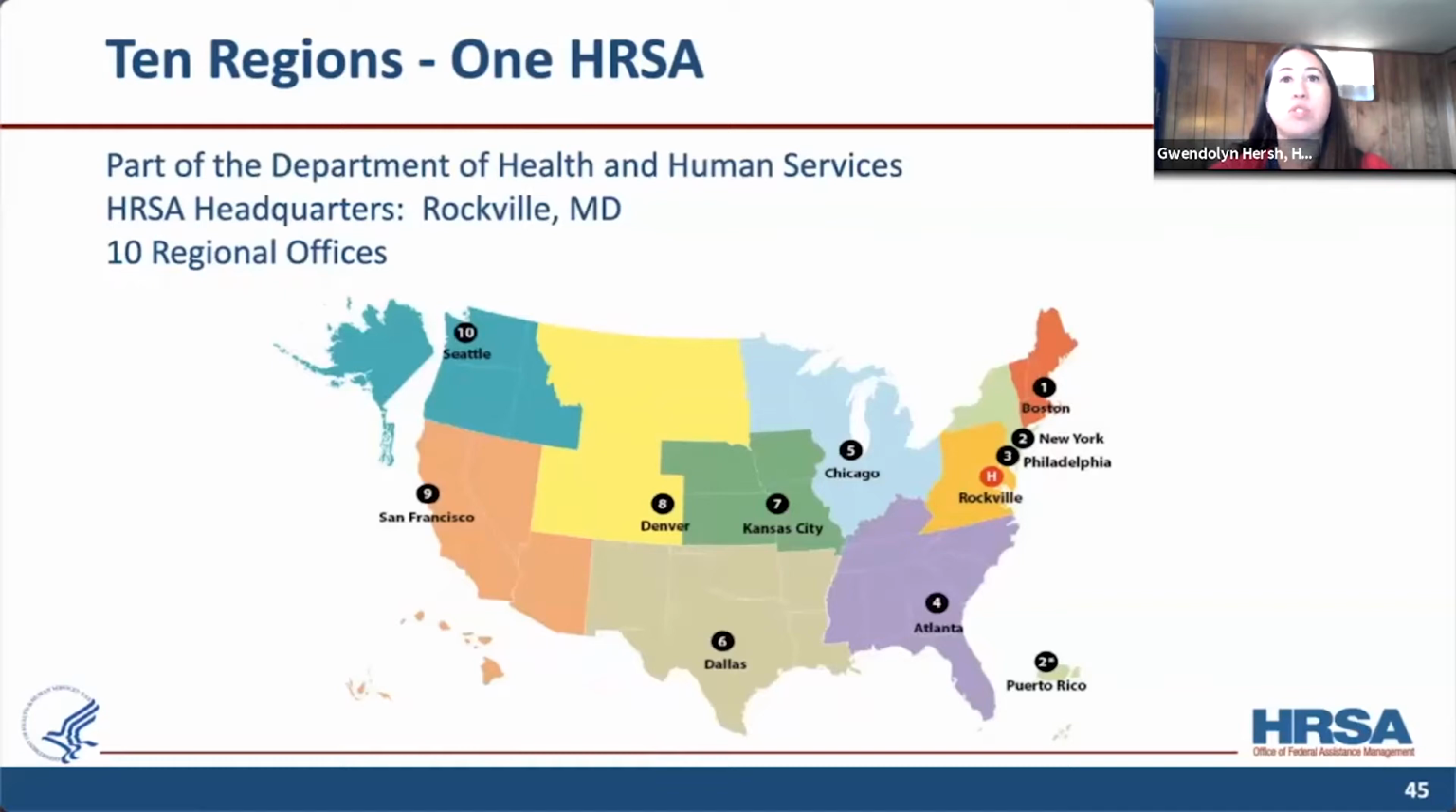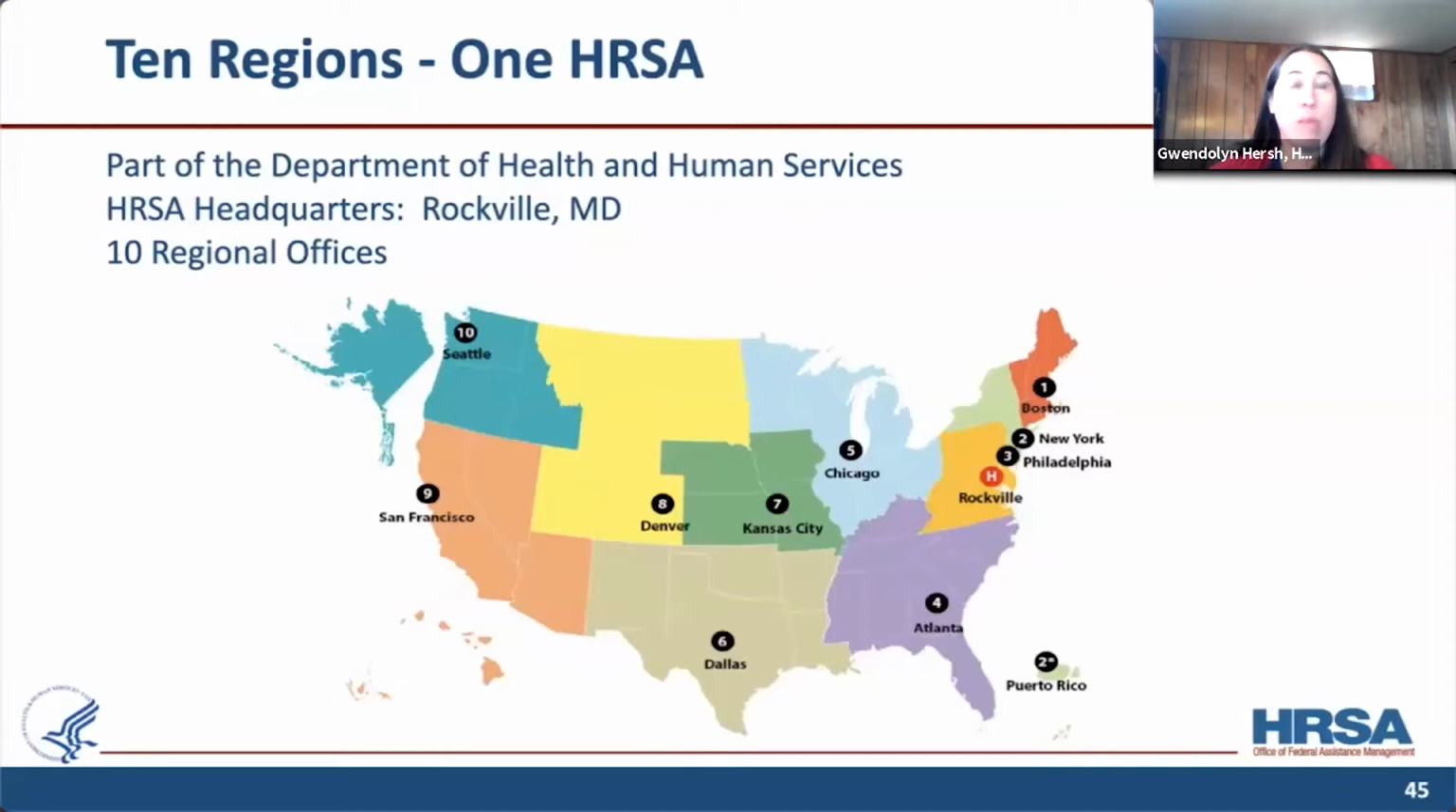The map that's on your screen now shows the additional 10 HRSA regional offices, which also align with the HHS regional offices. So while there may not be a regional office physically located in your state, you can see from the slide that each of the color blocks include coverage for all the states in that region. Our colleague Marion is joining us today from Region 9 in San Francisco.